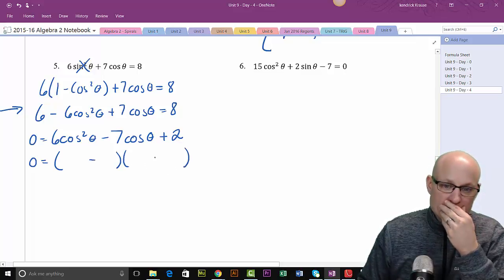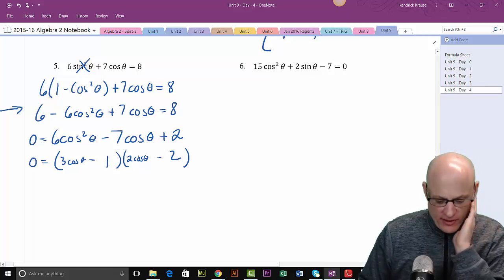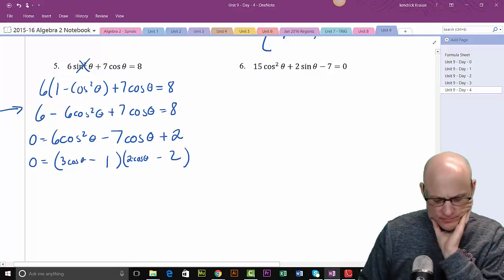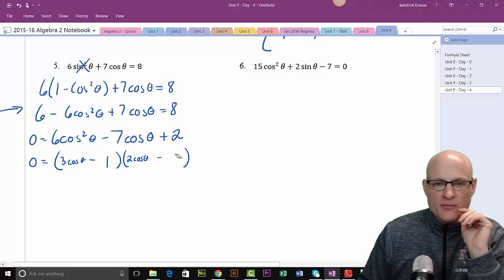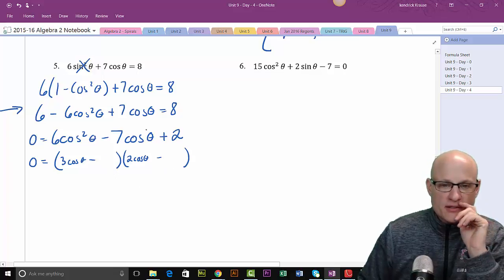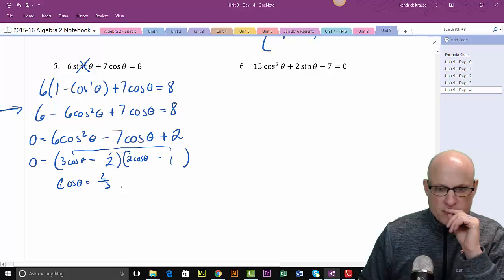Both got to be negative. Going with 3 cosine and 2 cosine. 2 and 1. That's 5 and 2. That's 7, right? Well, I can't put the 2 here. Put the 2 here and the 1 here. Let's see. That's 3. And that's 4. That's 7. There it is. So I get cosine theta equals 2/3. And cosine theta equals positive 1/2.